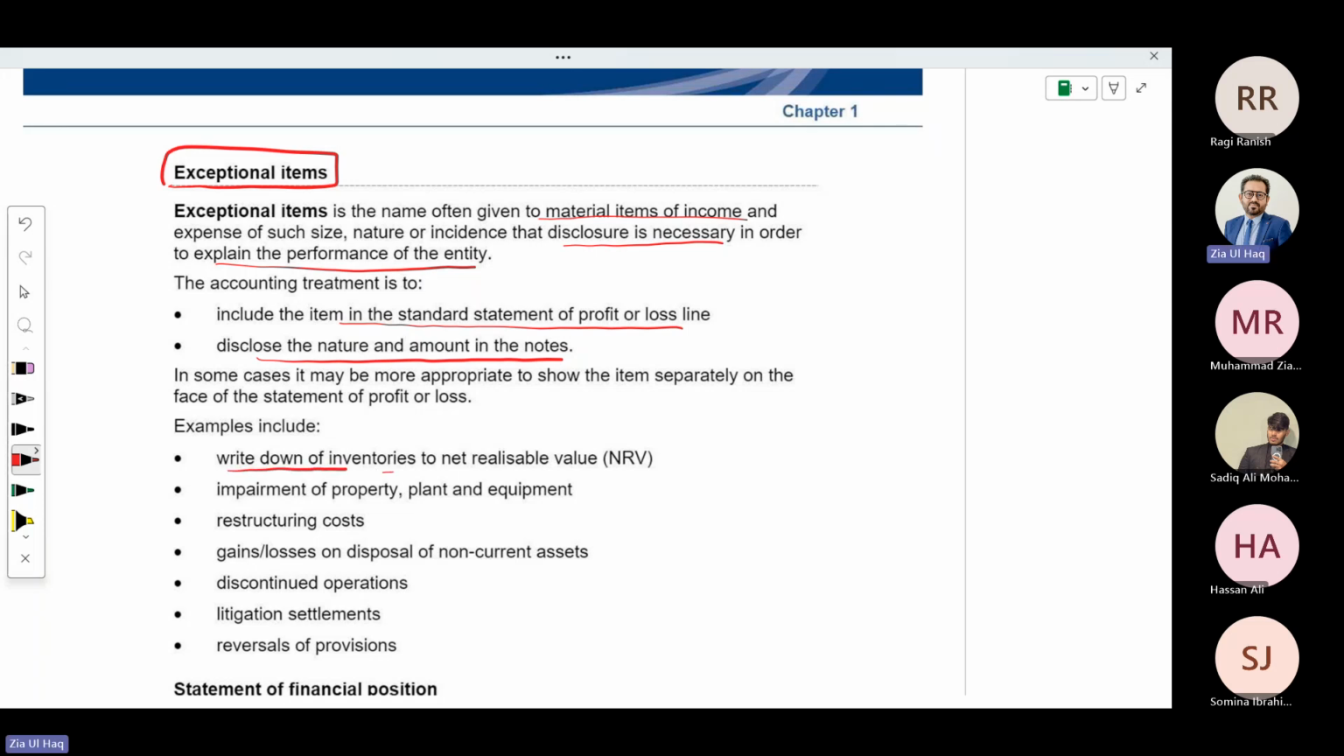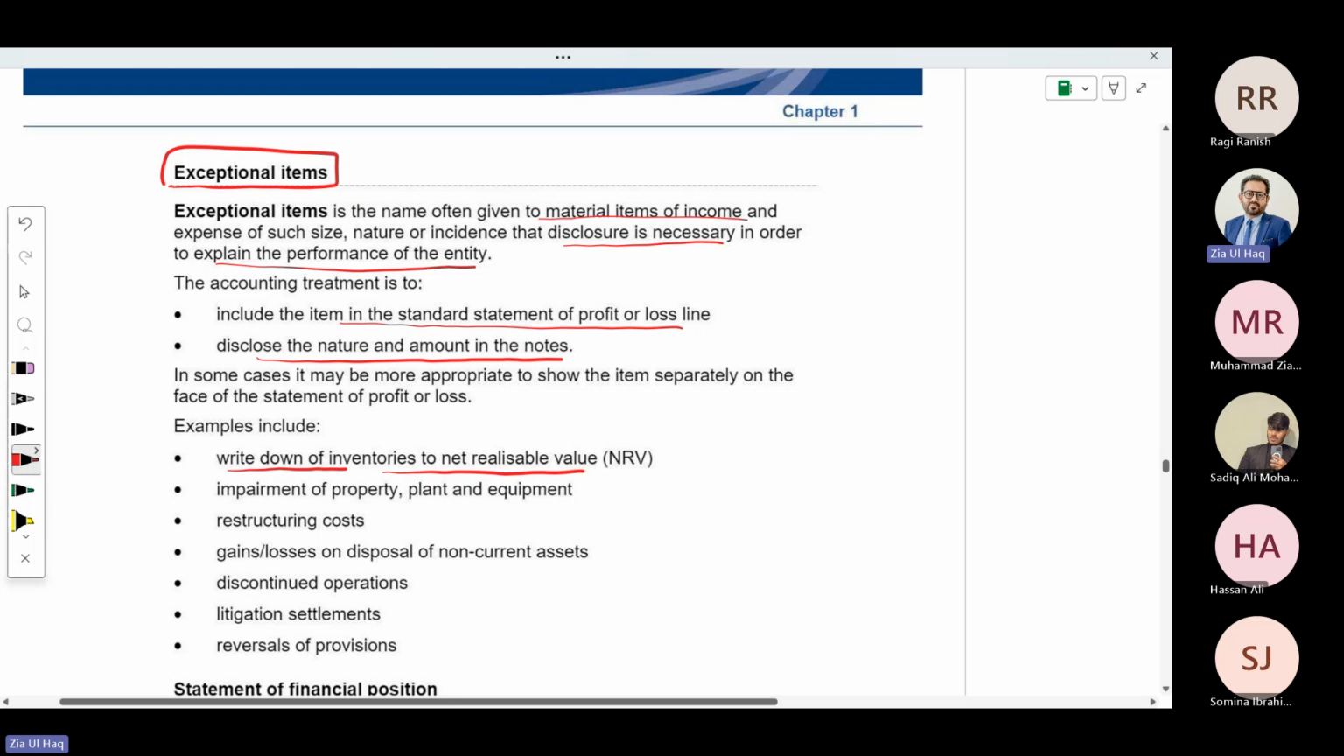Written down of inventory to net realizable value, mean as per accounting standard, we need to record inventory at lower of cost and NRV. So you need to disclose in the financial statements notes to the accounts what is the cost and what is the net realizable value. Obviously, in financial statements, in balance sheet and profit and loss account, you are providing closing inventory figure only. But what was the cost? What was the NRV? How you have stated it on lower value, you need to disclose.